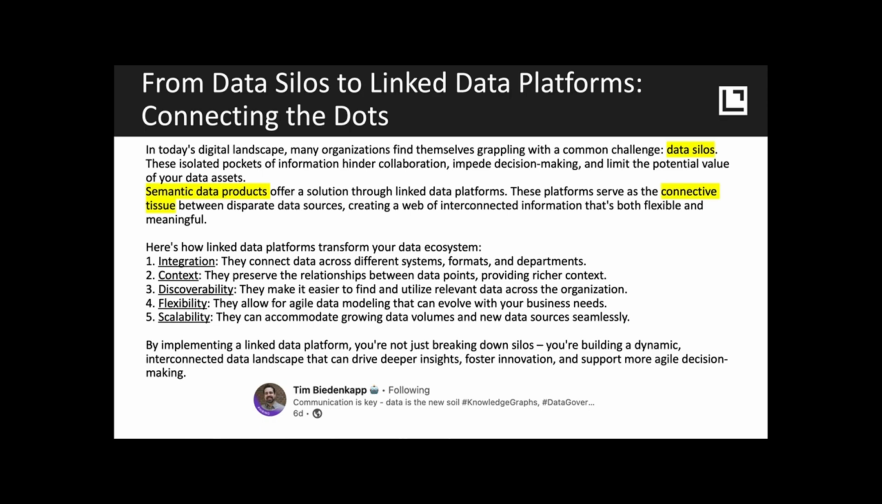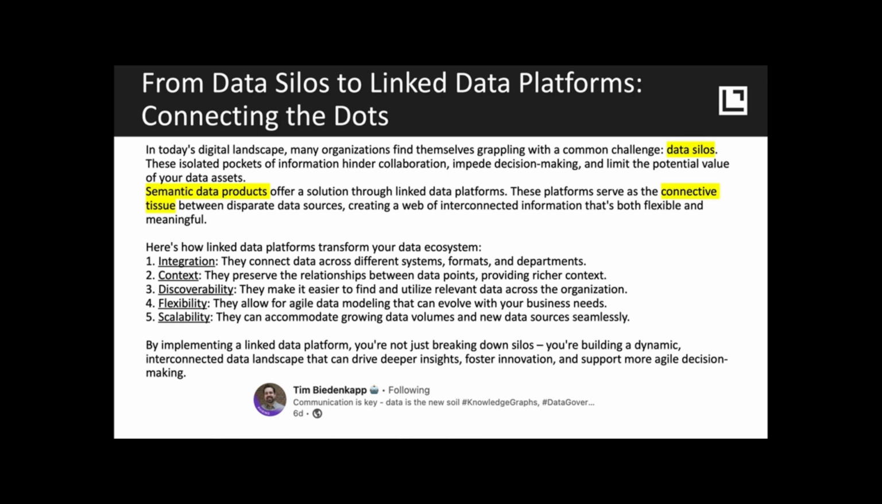At a high level, there are five main reasons why you would want to use a linked data platform. One is integration. You can integrate your data between a whole bunch of different systems and departments, and it's very easy to do that. The context gets preserved. Instead of just having rows and columns in a database, we have people and organizations and all of these semantically rich relationships. Discoverability. It makes it easy to find information because it's really in one big knowledge model.